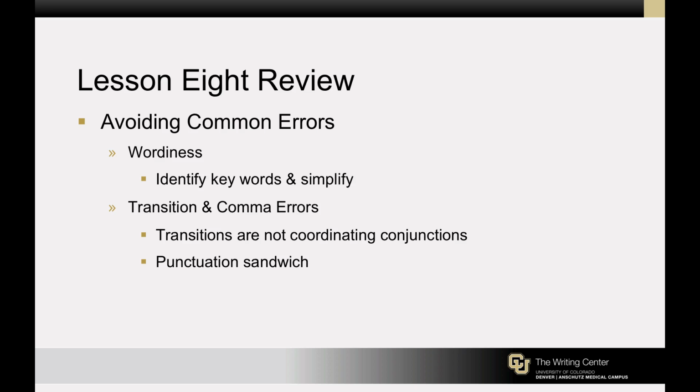In Lesson 8, we learned how to avoid common modifier errors. First, we discussed eliminating wordiness from too many prepositional phrases by identifying key words and revising to a simpler form. Then we talked about avoiding comma errors by remembering that transitions are not the same as coordinating or subordinating conjunctions, and by learning how to properly punctuate transitions with a punctuation sandwich.